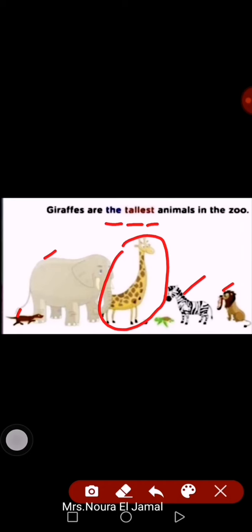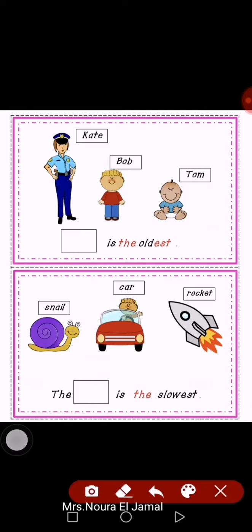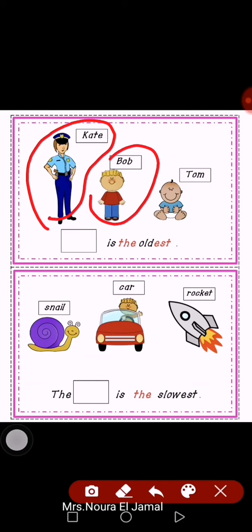Okay? Now, let's move to this task. I have here 3 people, Kate, Bob, and Tom. Who is the oldest one? Of course, Kate is the oldest one. And also, if I want to compare between them, I can say Kate is older than Bob, and Bob is older than Tom, and Kate is the oldest.